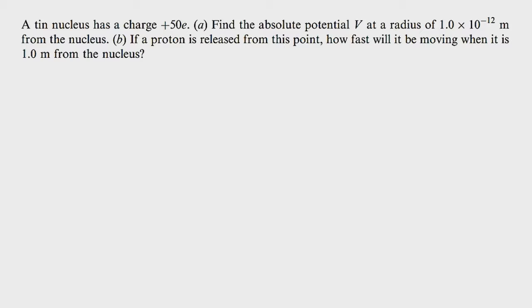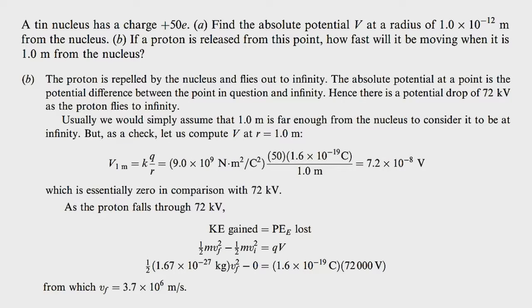For our letter B, if a proton is released from this point, how fast will it be moving when it is 1 meter from the nucleus? Alright, so for letter B, the proton is released by the nucleus and it flies out to infinity. The word infinity is quite difficult to understand because it has no boundary. So it can continue moving on into infinity.